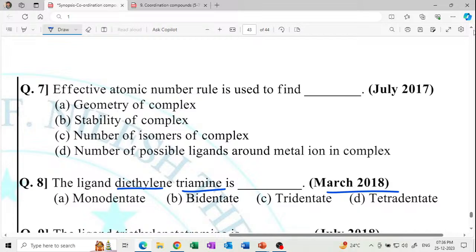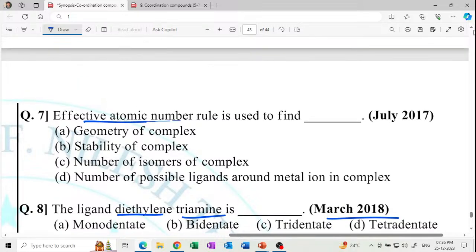Effective atomic number, take this question. Number 7. The effective atomic number rule is used to find out the geometry of the complex, the number of possible ligands around the metal ion in a complex, and the stability of the complex. This is very important. Get it?